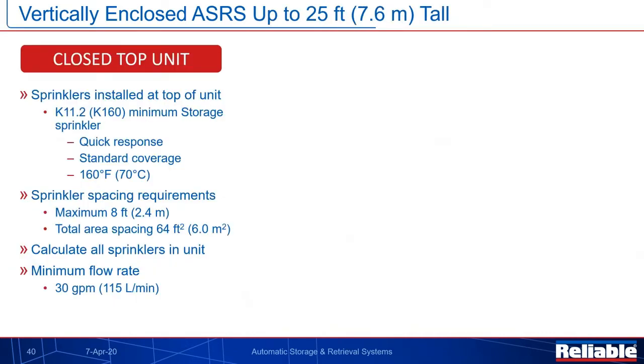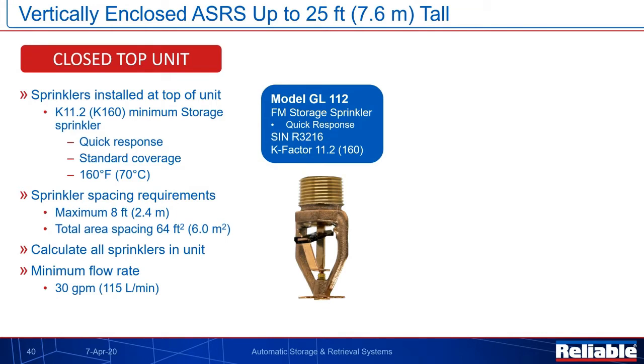If we take a look inside of the unit, our sprinkler requirements are going to be based upon a closed top unit. And that is going to need a minimum of an 11.2 K factor, quick response, standard coverage sprinkler head. What's unique about the application of this sprinkler in one of these cabinets is that we don't get to utilize the full coverage area of this product. You'll see here our sprinkler spacing is now a maximum of 8 foot in one direction for a total of 64 feet. We need to calculate all the sprinklers that are going to be found in the unit with a minimum flow rate of 30 gallons a minute.